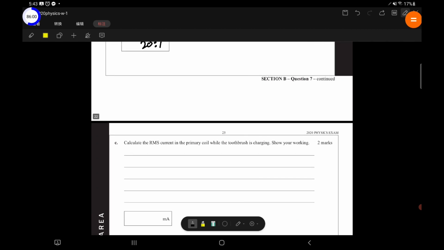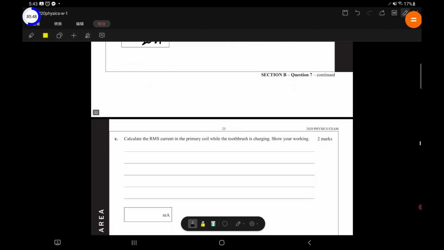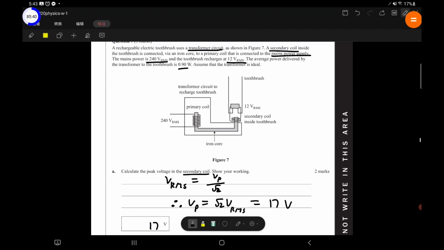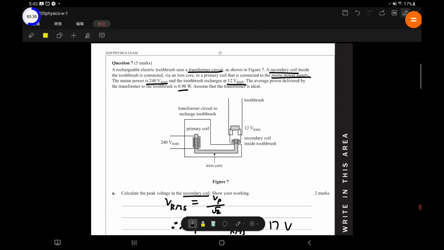Part C. Calculate the RMS current in the primary coil while the toothbrush is charging. Alright, so let's work through this. We know that we have an ideal transformer, hence our ratio equations do apply. We don't have any power loss through our primary to the secondary coil. Our electromagnetic induction is perfect. That's essentially what we can assume.